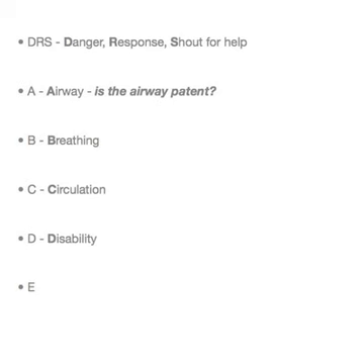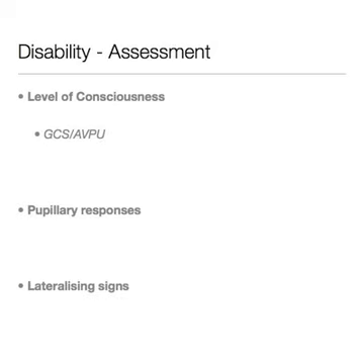Moving on to disability now, or D. There are 3 important aspects of assessing disability. These are assessing the level of consciousness, either via the Glasgow Coma Scale or the AVPU system. The second important aspect is to assess pupillary responses, and the third is to look for any lateralizing signs, for example, gross motor differences between left and right.